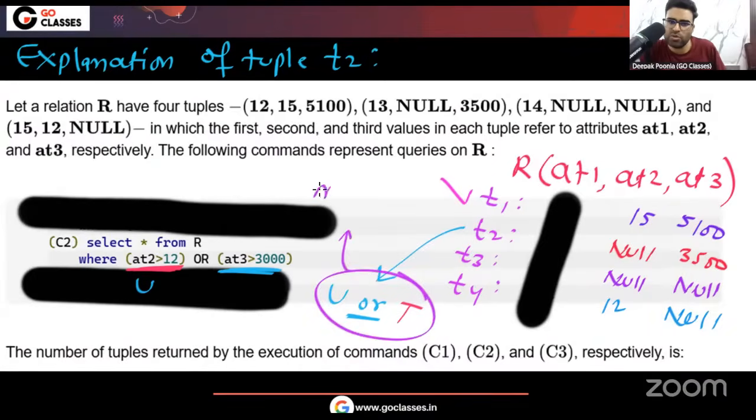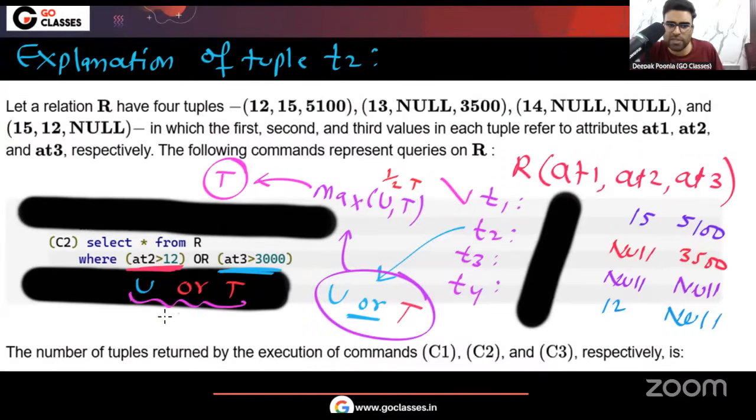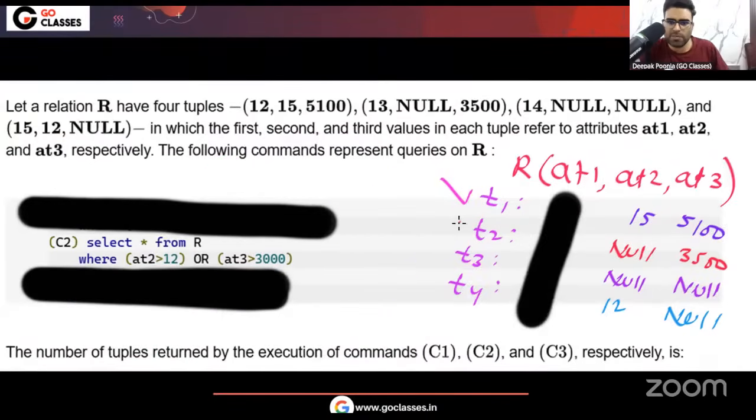So here you will take the maximum of u comma t. Remember, u is half and t is 1. What is the maximum of these two? That is 1, that means true. So you got unknown or true, and that will become true. That is the reason this where condition has become true, so this tuple T2 will be selected. Very simple. This tuple T2 also will be selected.